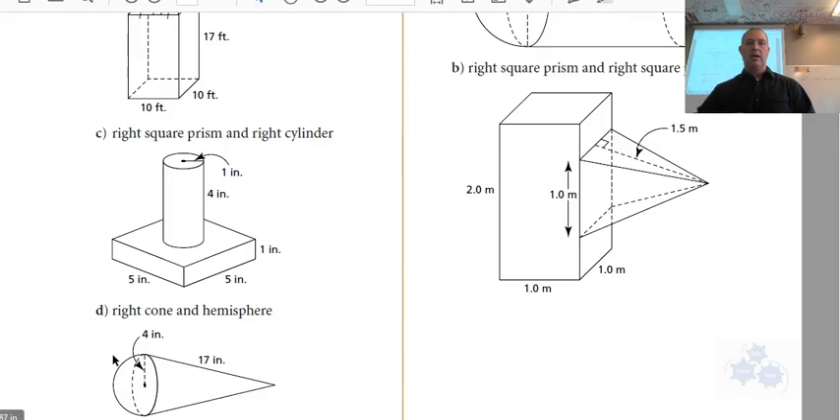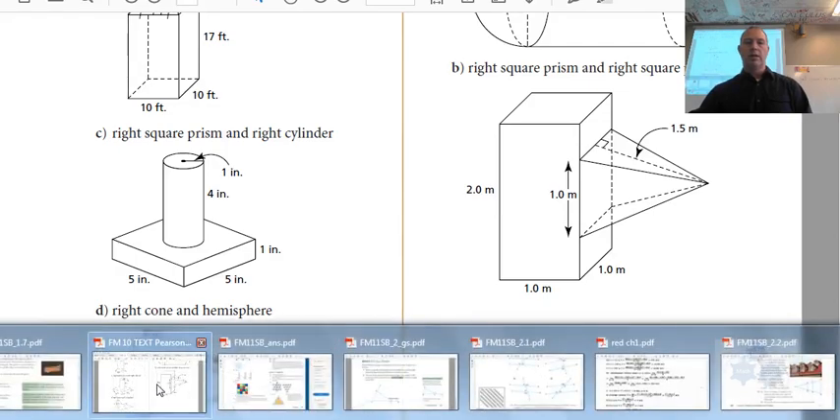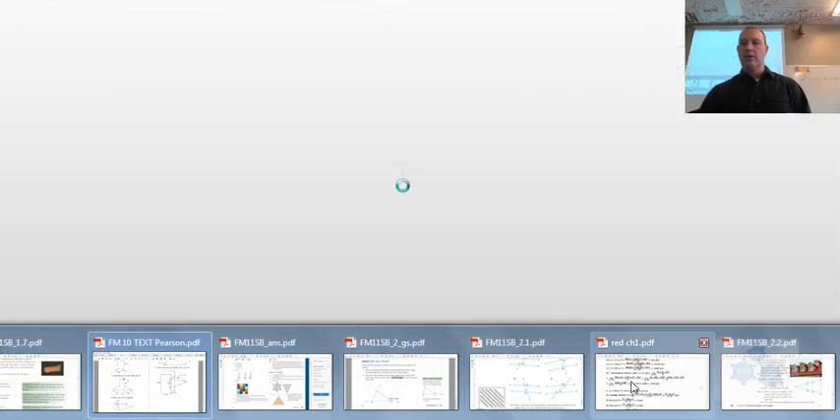Okay, and the answer, I will show you the answer. I have the solution here. Let's see. So there's the question. Where is the solution? Where did it go?